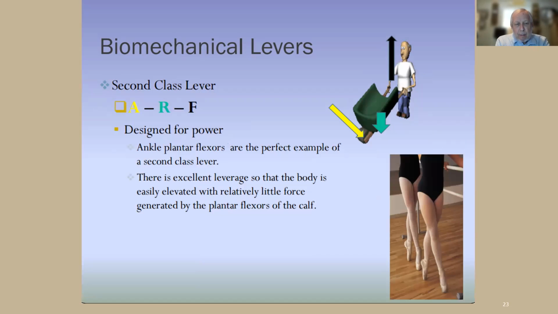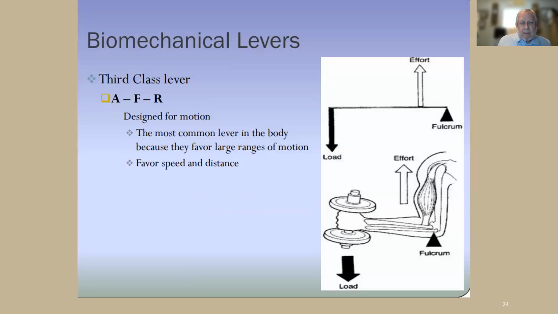There's excellent leverage so that the body is easily elevated with relatively little force generated by the plantar flexor of the calf. And the third class lever, designed for motion, is the most common lever in the body because they favor large ranges of motion and speed and distance.